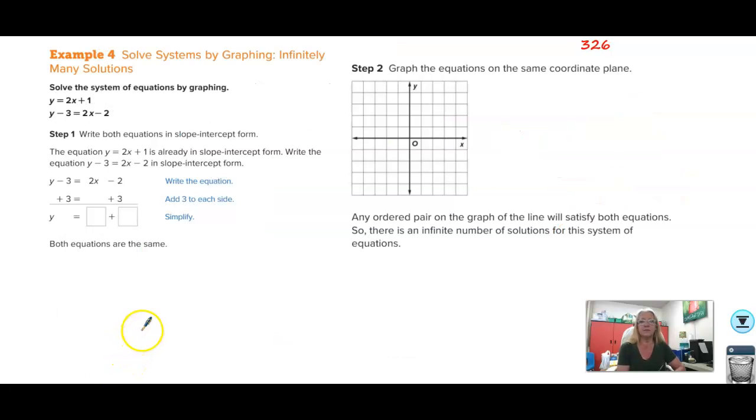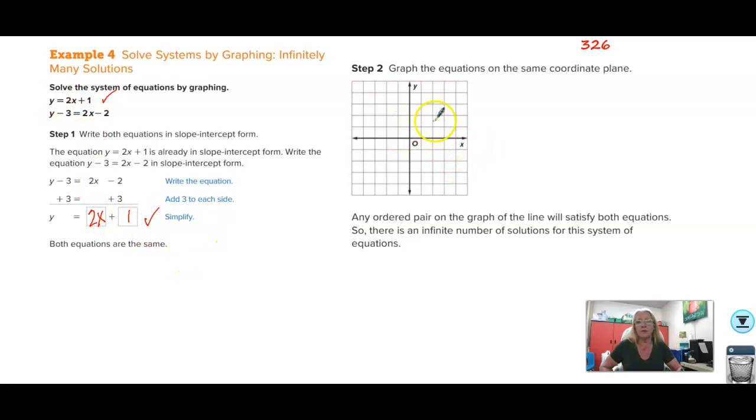All right, so here we have a system, and we know we're in infinitely many solutions, so we can pretty much expect that these two are going to turn out the same. This one's in slope-intercept form already, but this one is not. They want us to get it in slope-intercept form by adding 3 to both sides, which gives us y equals 2x, and then negative 2 plus 3 is positive 1. But now we can see that this equation and this equation are the same.